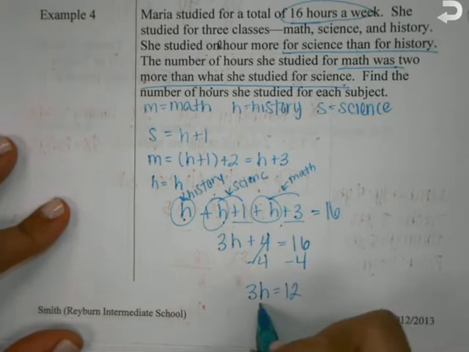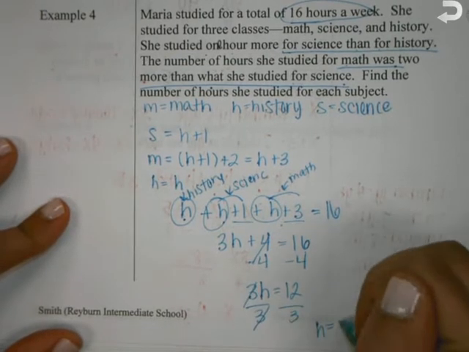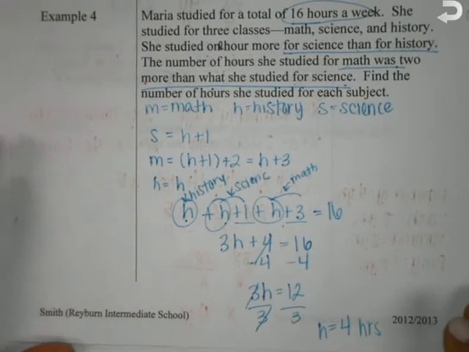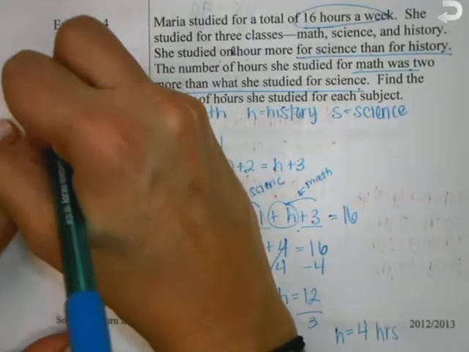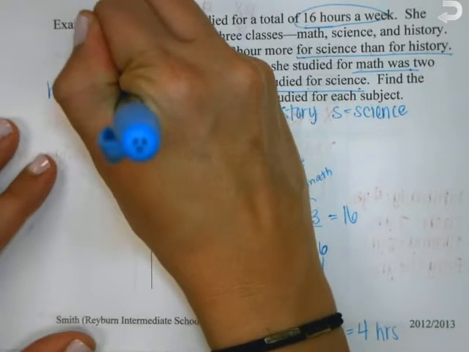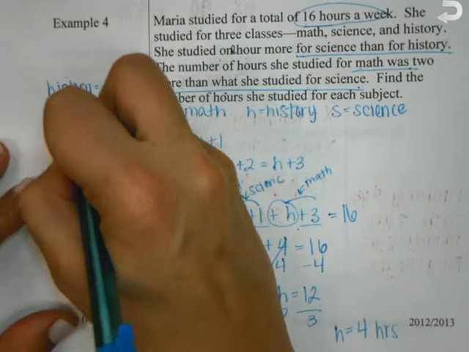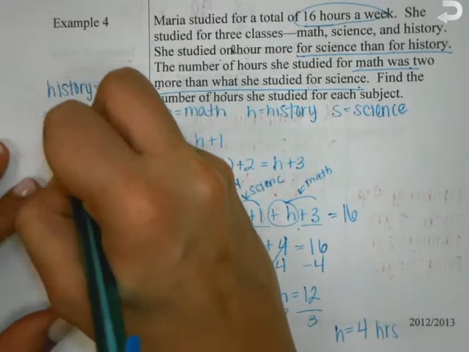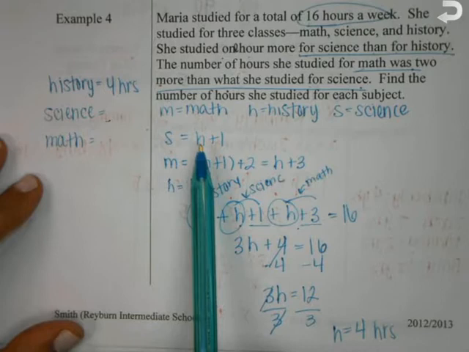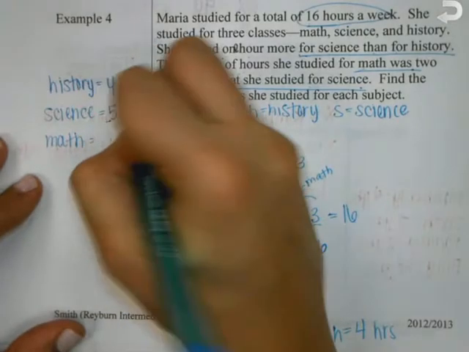So I'm going to write history equals 4 hours. And then we still need to find science and math. How many hours did she study for science? H plus 1, which is 5 hours. How many hours did she study for math? 4 plus 3, which gives me 7 hours. This is in a week, not a day. Okay? All right?